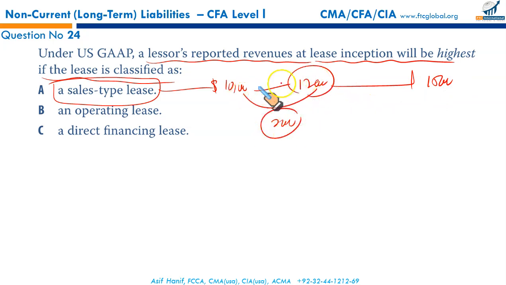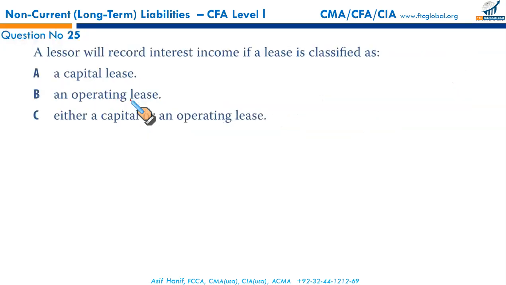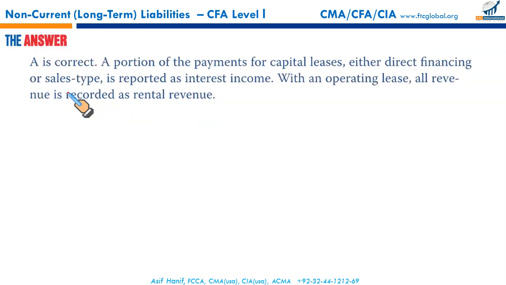So he will make two types of gains. First is the gain between the cost of sales and the sales, and second, the gap between the price at which the item has been leased out versus the amount he will receive in total including interest. So this will result in higher revenue. Sale type lease will result in higher revenue for the lessor. So that makes A the correct option. A lessor will record interest income if the lease is classified as a capital lease because the amount he will receive will involve a capital principal part and the interest part.